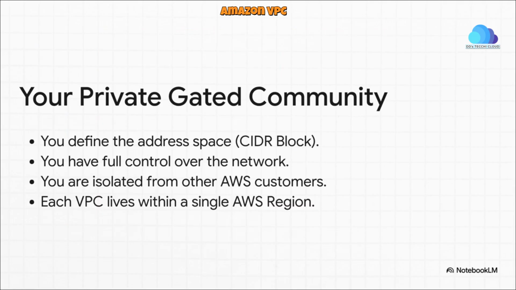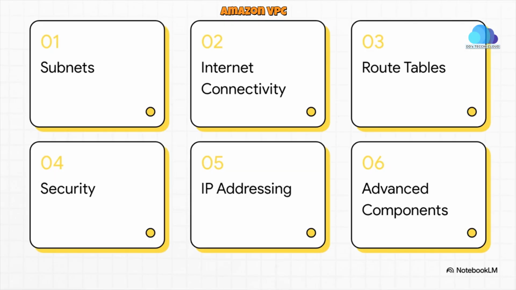And in this gated community, you're the boss. You get to decide all the street addresses. In the networking world, we call this the IP address range or the CIDR block. All that really means is you get to pick the private IP addresses your stuff will use, something like 10.0.0.0/16. You have total control over who gets in and who gets out. You're completely isolated from other AWS customers. And just like a real community, your VPC lives entirely within one city, or in AWS terms, a single region, like US East 1.